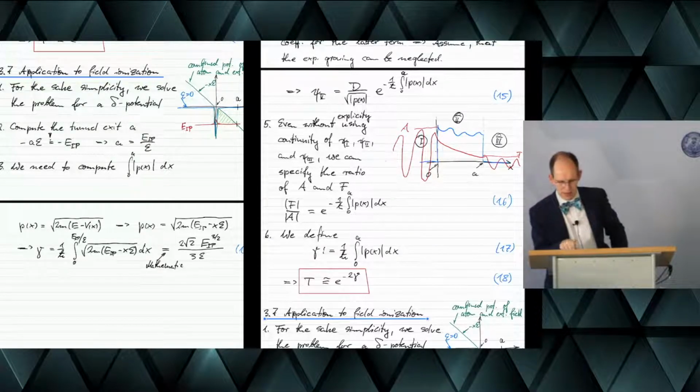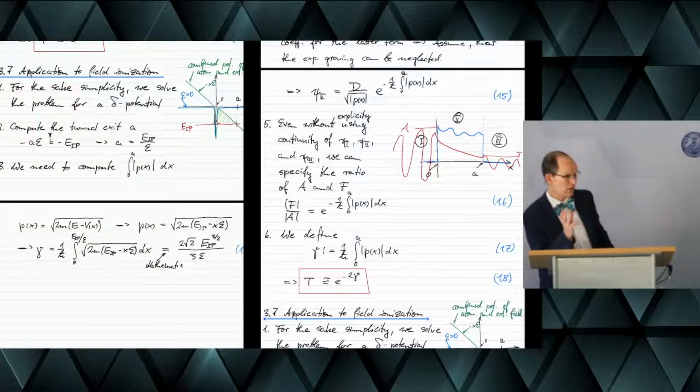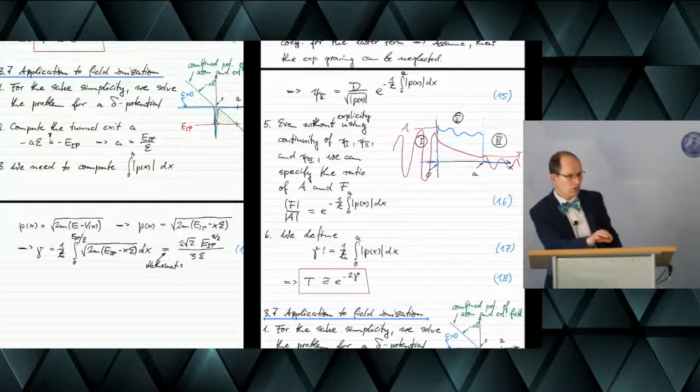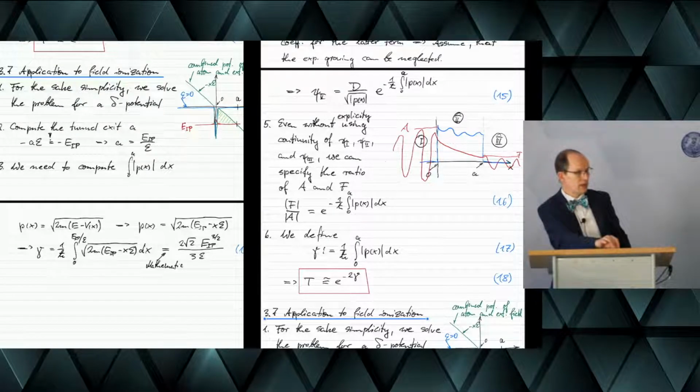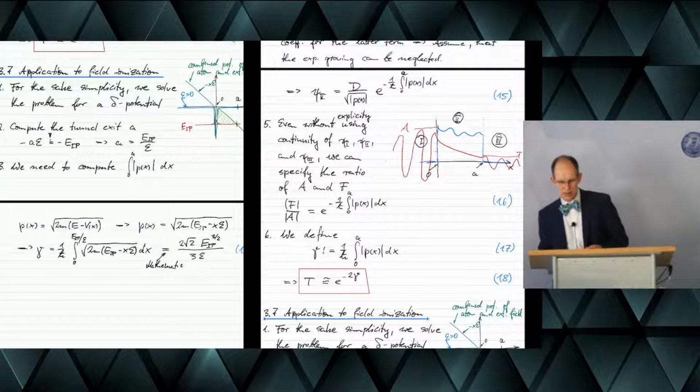And therefore also the headline here, application to field ionization. Field ionization actually assumes that we have a constant field, like you would have in a tunneling microscope. There you apply a certain voltage to your tip, which at a certain distance from the surface creates a certain electric field which is constant. And then you have a certain tunneling rate, a certain tunneling current.